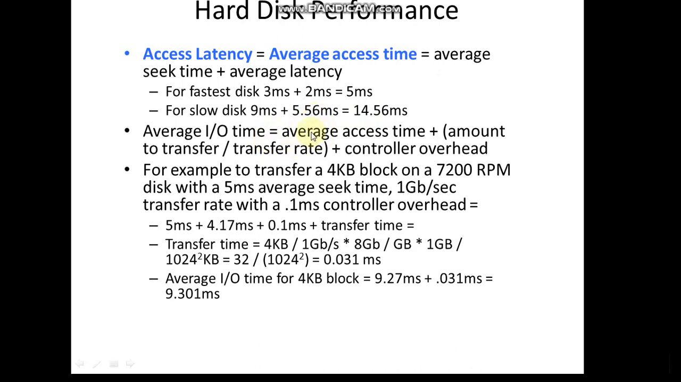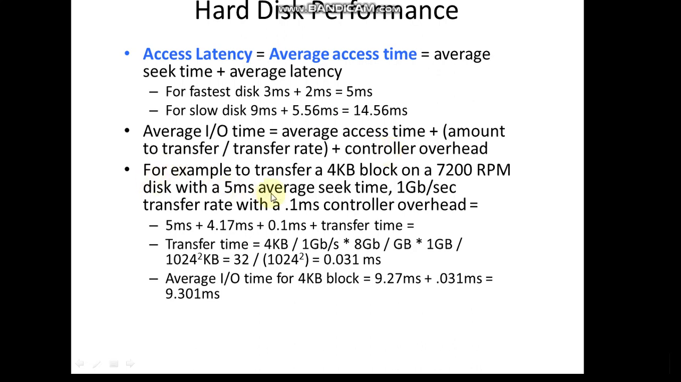Average IO time is the sum of all this. You can observe the formula here. Average access time, that is the sum of average seek time plus latency, plus amount to transfer divided by transfer rate, plus controller overhead. In order to perform this task, some overhead is needed. Overhead will be included. So the sum of all these will give you average IO time, that is the amount of time taken to perform the IO operations.